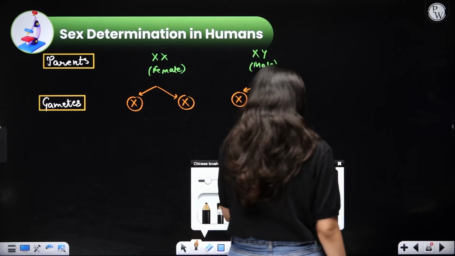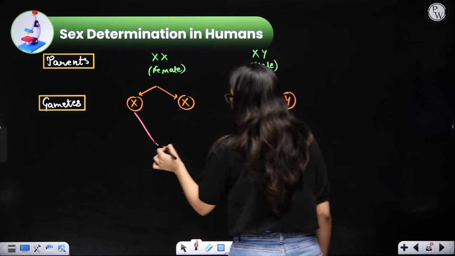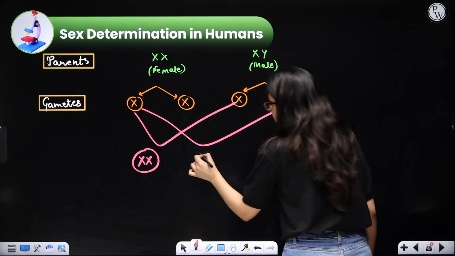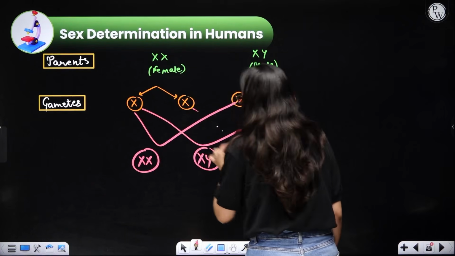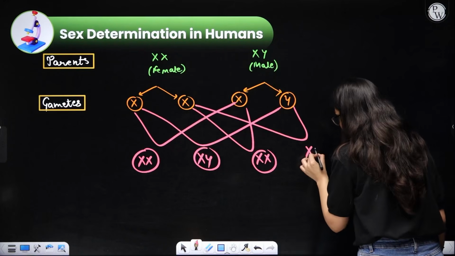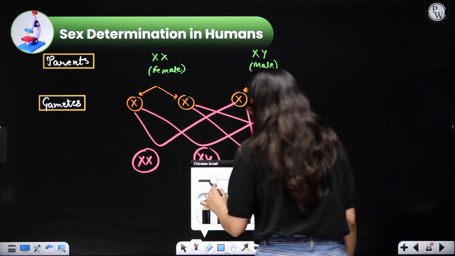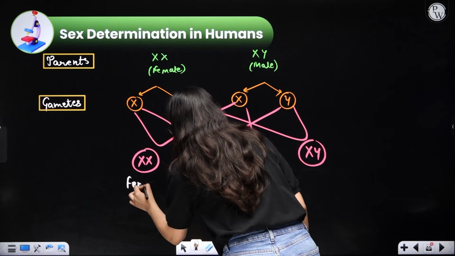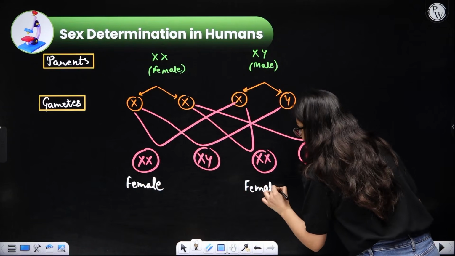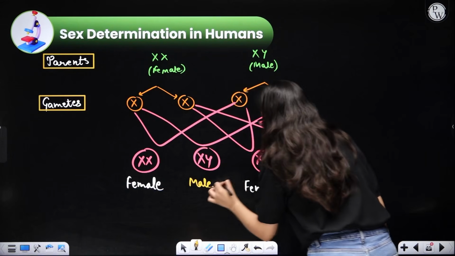Now beta, what will happen when fertilization takes place between the egg and the sperm? There could be a possibility that this X could fuse with this X, so it will give XX. Again, this could fuse with this also, it will give XY. This could fuse together, giving XX. And if these two fuse together, they will give XY. Now over here, let us write the phenotype and the genotype. If it is XX, it is supposed to be a female. Again, over here it is XX, so it is again a female. And talking about XY, it is supposed to be a male. So this will be a male and this will be a male.